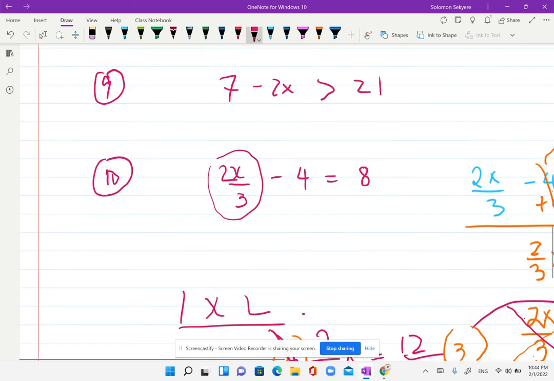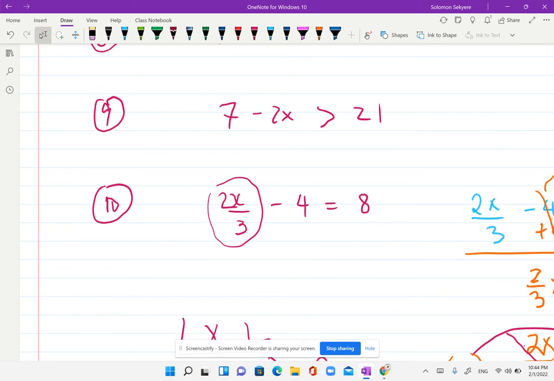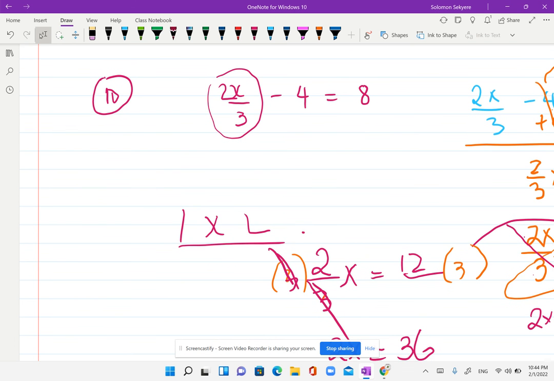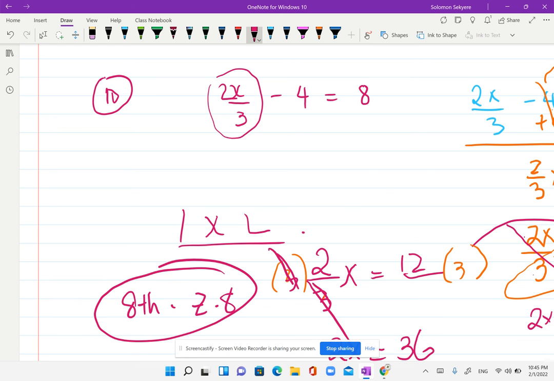So you've got it. All right. So I hope this helped. You go on IXL and practice. If you go on IXL, pick grade 8, Z8, practice. All right. If you have any questions, just email me.